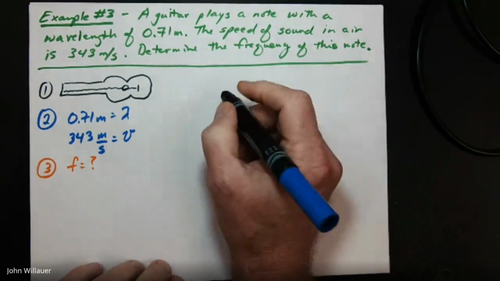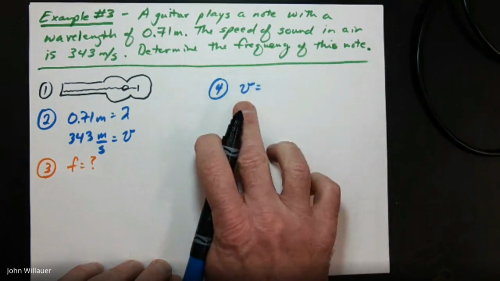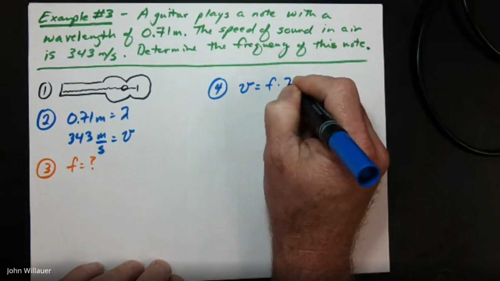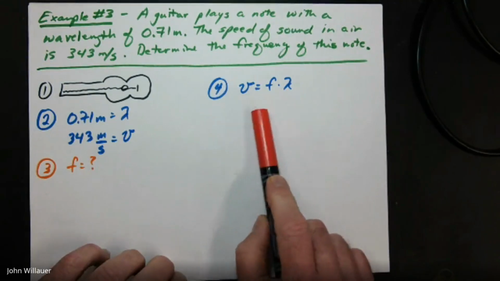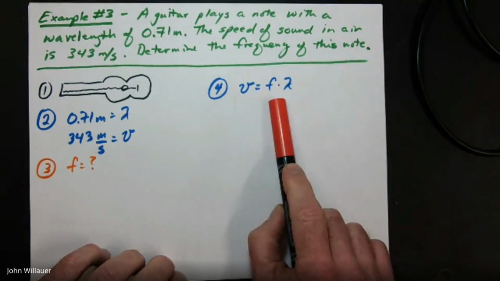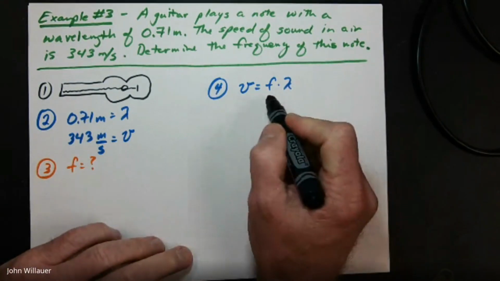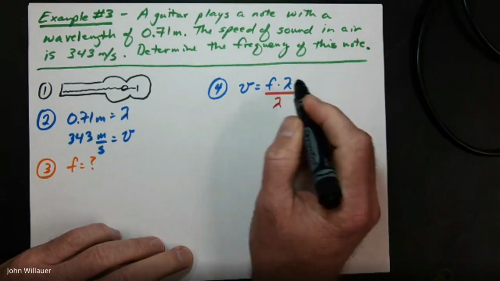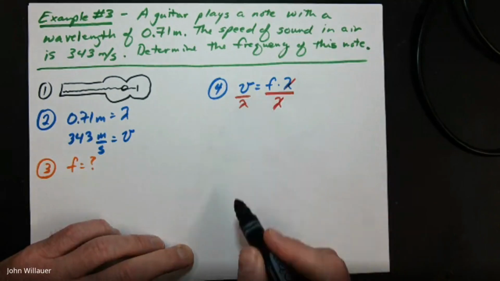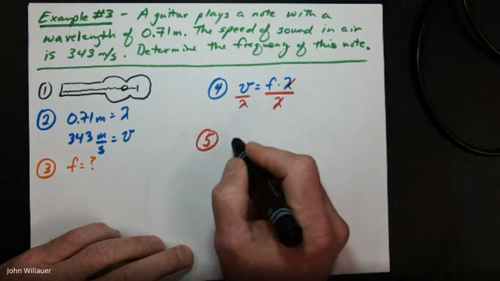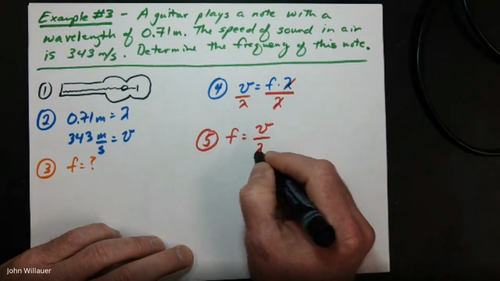Now we go back to our equation. That's step 4. The equation we're using here is speed equals frequency times wavelength. And again, this is a step people forget. I want to rearrange this with the symbols first before I put in numbers. I would like to rearrange this so frequency is by itself, so I'm going to divide both sides by the wavelength. Notice wavelength cancels. So I get my equation, which is frequency equals speed over wavelength.